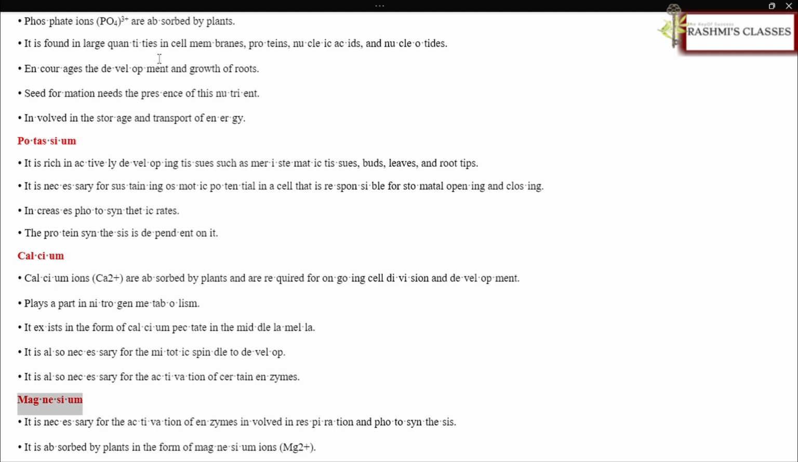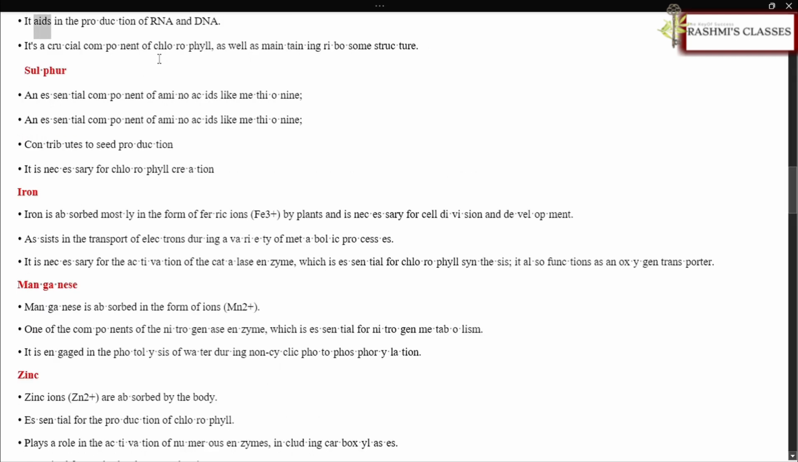Magnesium. It is necessary for the activation of enzymes involved in respiration and photosynthesis. It is absorbed by plants in the form of magnesium ions, Mg2+. It aids in the production of RNA and DNA. It's a crucial component of chlorophyll, as well as maintaining ribosome structure.